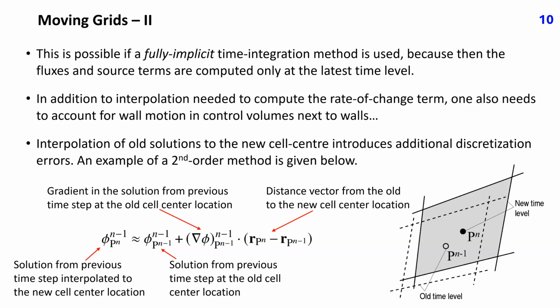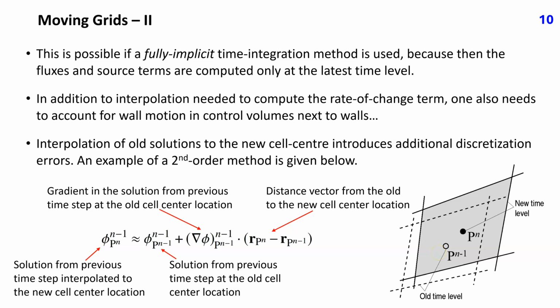Interpolation of old solutions to the new cell center introduces additional discretization errors. An example of second order is given by this expression. The value of the previous solution at the new cell center position is computed by adding to the solution at the center of the control volume at its previous position the product of the gradient computed at the old position times the displacement vector from the old to the new cell center location.